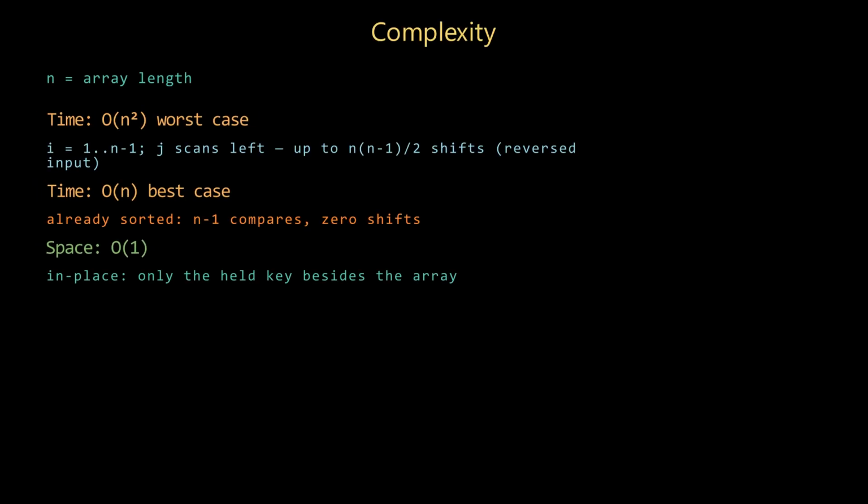N is the length of the array. Worst case time is order n squared: each pass can shift up to I positions, and I runs from 1 to n-1. Best case is order n when the input is already sorted, 1 compare per pass, no shifts. Space is constant; insertion sort works in place with only the key held aside.